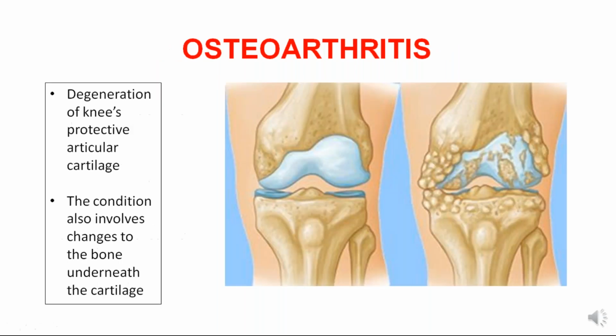Now, the next pathology is a very common pathology, and it mostly involves elderly individuals. In osteoarthritis, there is degeneration of the knee's articular cartilages, and they may involve the underlying bone as well.